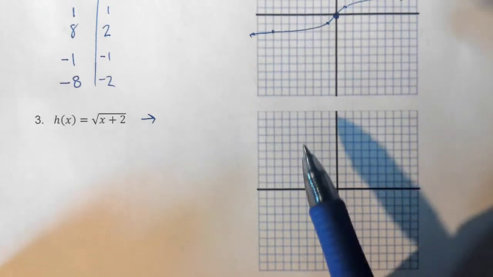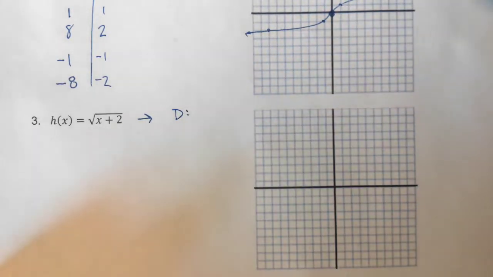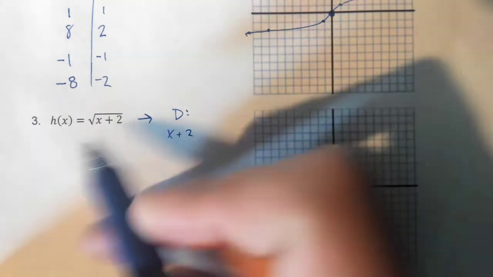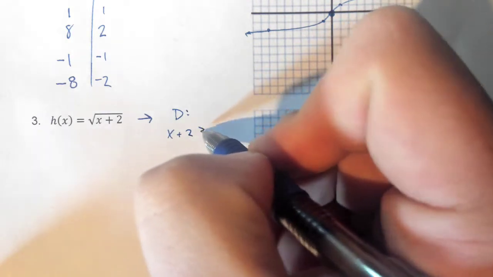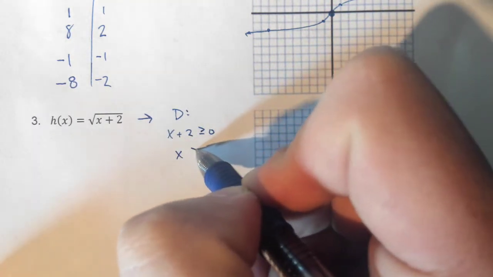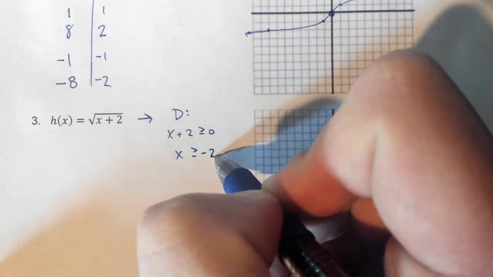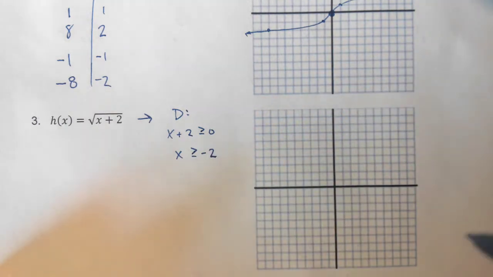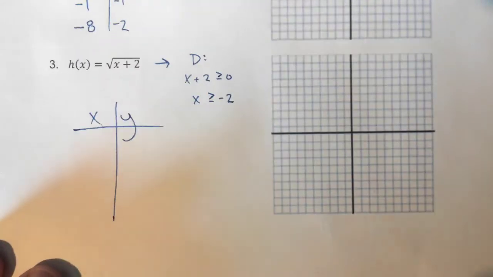On the other ones, they were easy because they were just a single thing under there. So let's figure out our domain, and that's going to tell us the values that we should be picking. So remember, you're going to set whatever's under the radical to greater than or equal to 0. That's easy to solve. You subtract 2 from both sides of the inequality. So you have to pick values that are greater than or equal to negative 2. So those are the values that we're going to pick. And again, we want them to be convenient.